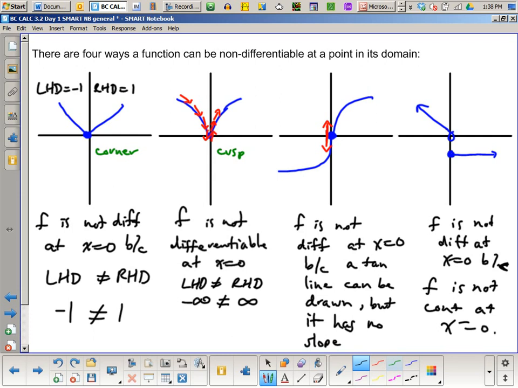Any questions on those? So the AP test might have something multiple choice style that would say something like, which of these has a non-differentiable point at 0? And the answer is all of them. For one reason or another, they do not have a tangent line at 0. Or if it does, you can't find its slope.